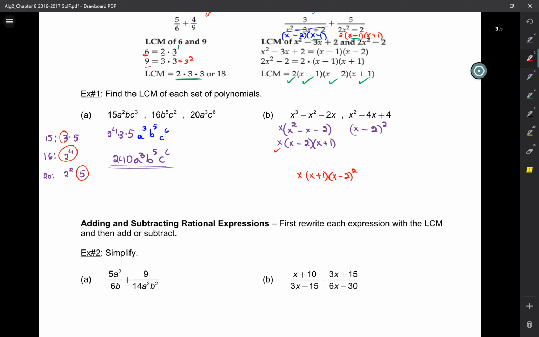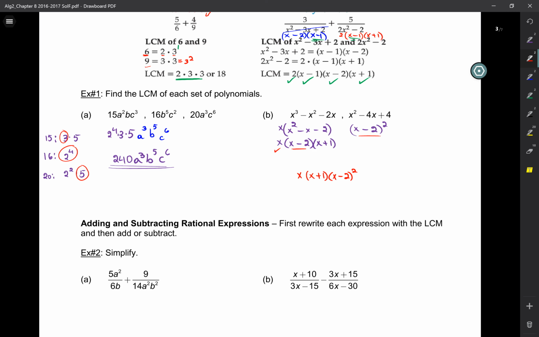Because I have an x minus 2 squared and an x minus 2, and between the two of them, you want the one with the higher exponent. So you always want to over-represent, never under-represent. Think of it as representatives that you're electing, right? You want every demographic to have representation in the final LCM.